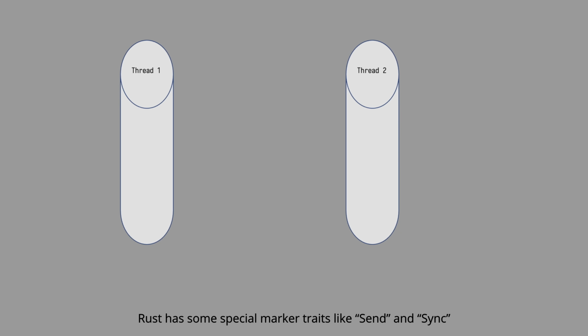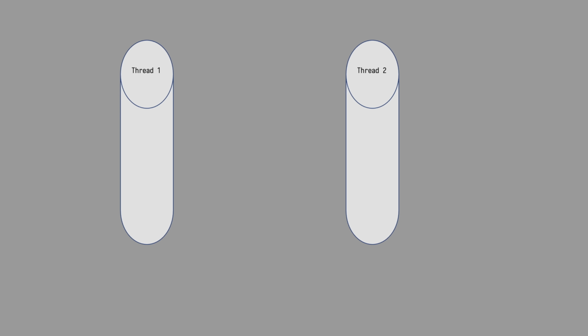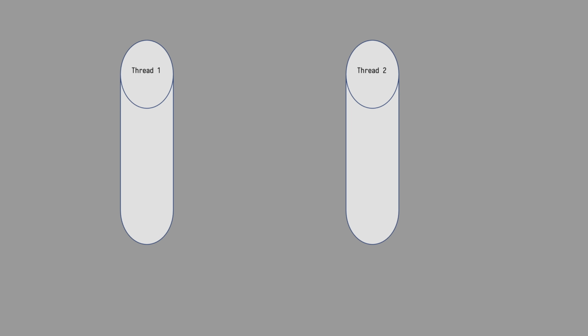Rust has some special marker traits like Send and Sync. Basically, if a type is Send, it means a value of that type can be moved from one thread to another. If a type is Sync, it means multiple threads can share a value of that type using shared references. The RC smart pointer is neither Send nor Sync.